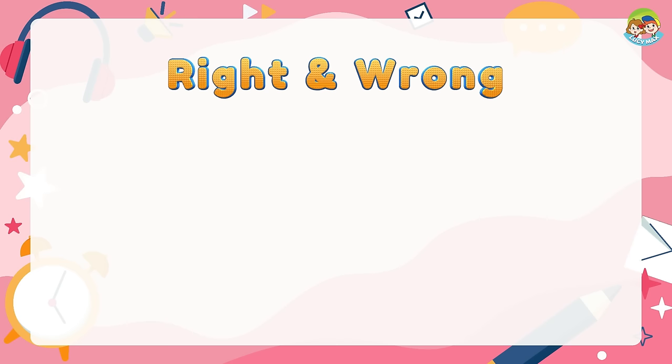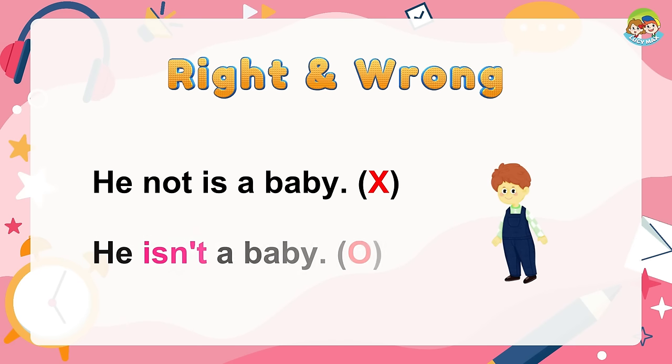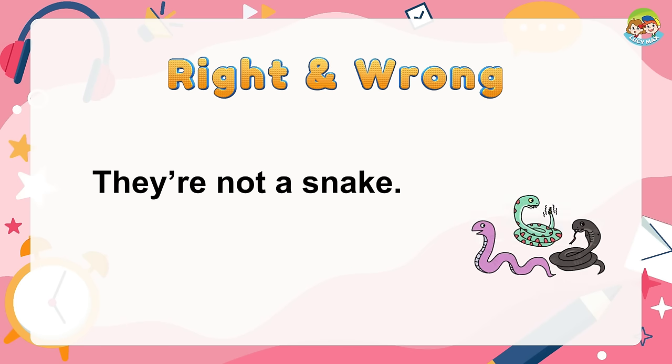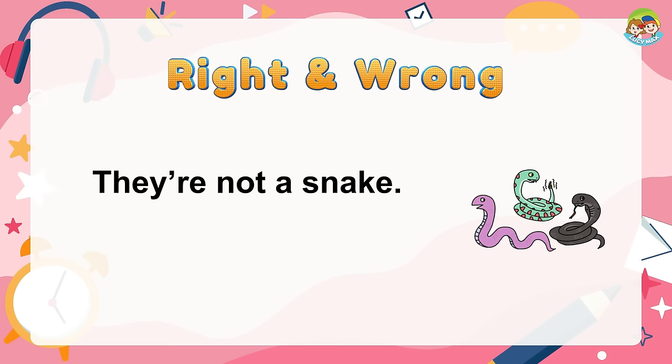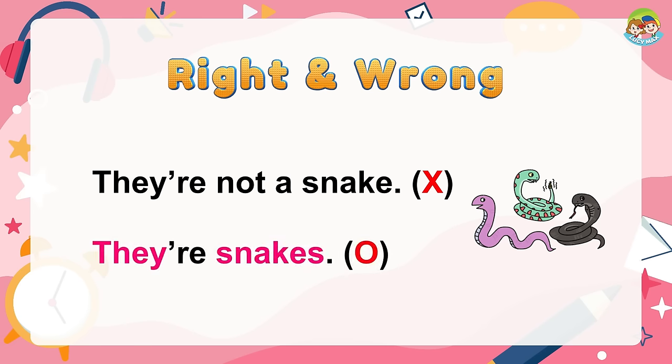The next one says, he not is a baby. This is wrong because not comes after the be verb. He isn't a baby. They're not a snake. This is wrong because there is the plural form. Snake is a singular form. They're snakes.